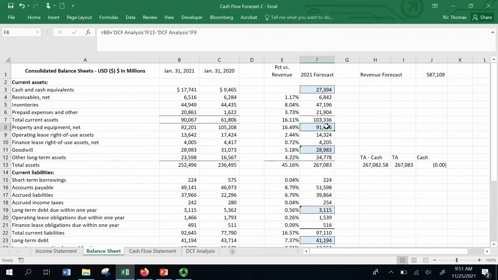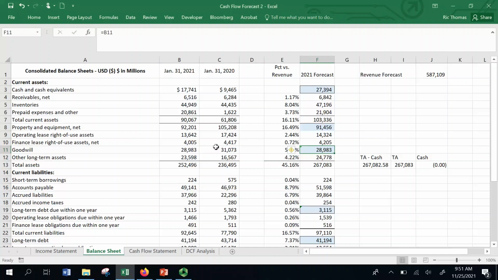So I had that in there wrong, but now I've made that adjustment. It's plus CapEx minus depreciation. That's going to be next year's property, plant, and equipment number. Those are important numbers to know. Everything else I ratio. Goodwill I kept constant. Goodwill is something that's often not amortized anymore, so it can stay flat.